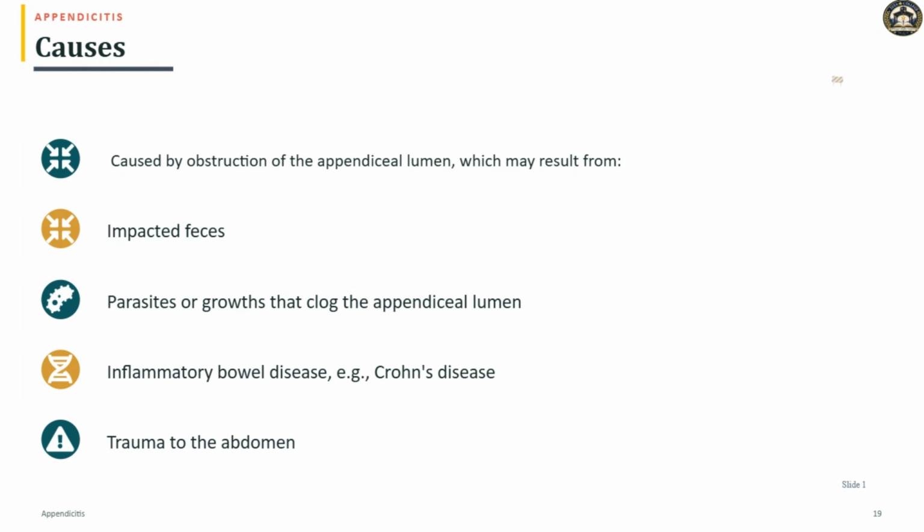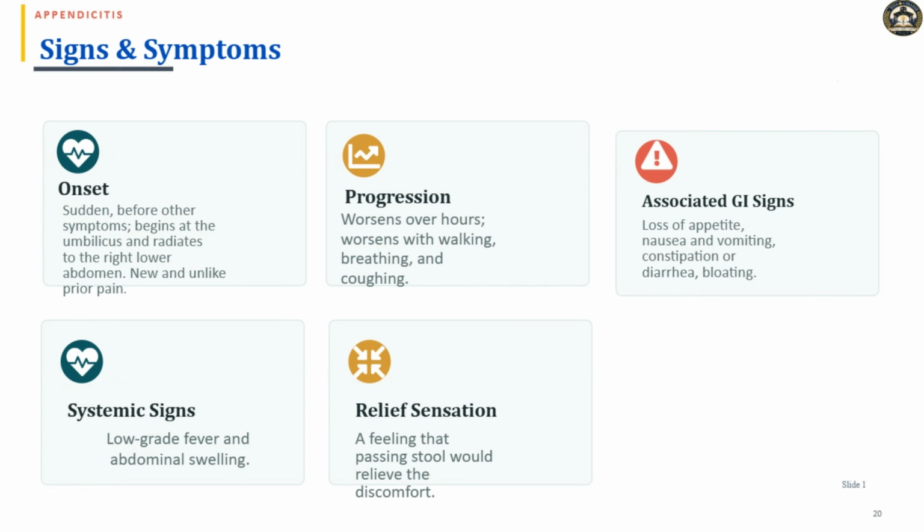Appendicitis is primarily caused by the obstruction of the appendiceal lumen. This obstruction can result from several factors, including impacted feces, which is a very common cause. Other causes include parasites or growths that clog the lumen, inflammatory bowel diseases such as Crohn's disease, and trauma to the abdomen. The signs and symptoms of appendicitis follow a typical pattern.